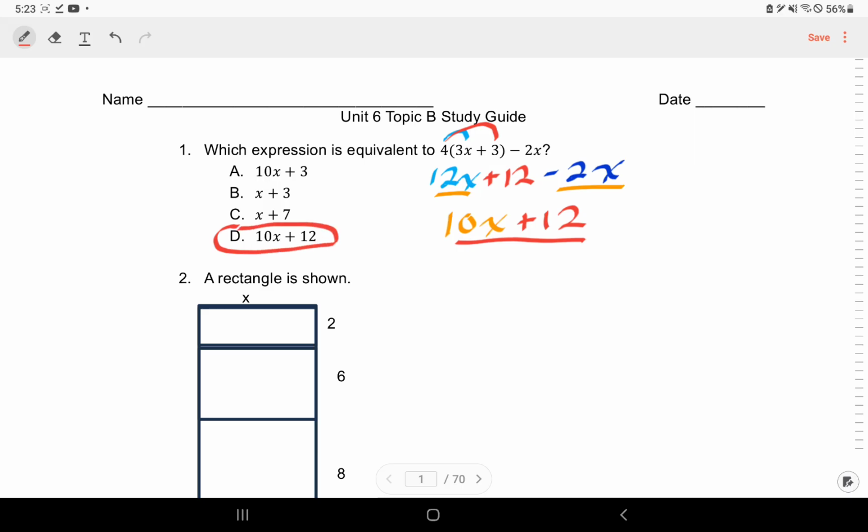And so that's the process. That's all you do. Multiply what's outside by everything inside, and then combine any like terms.